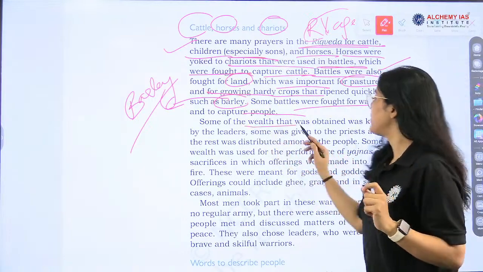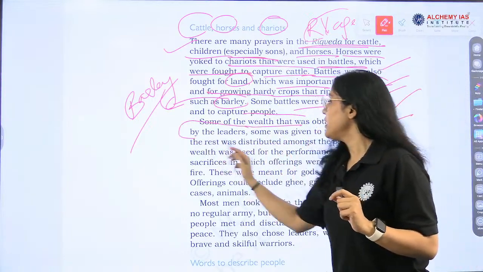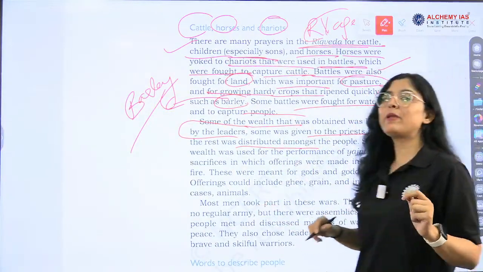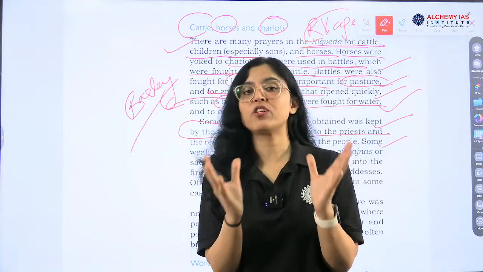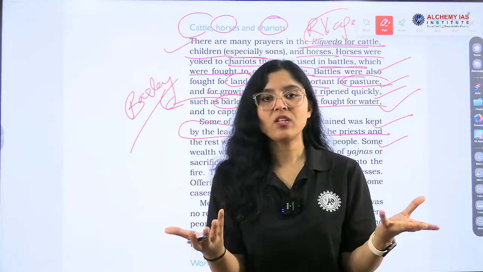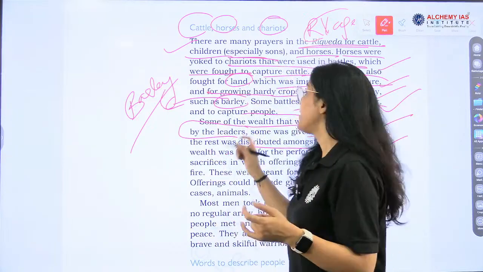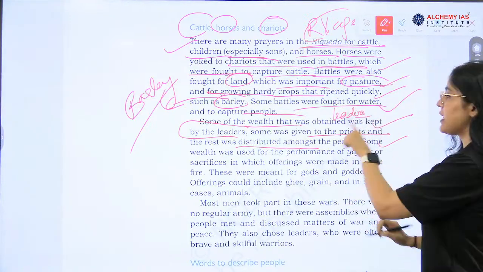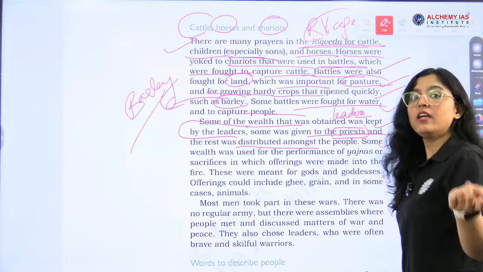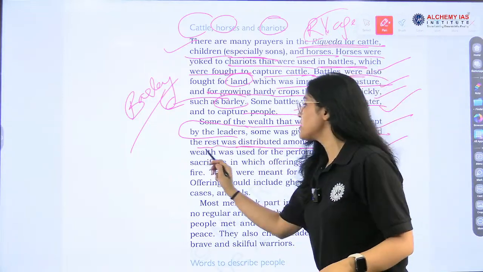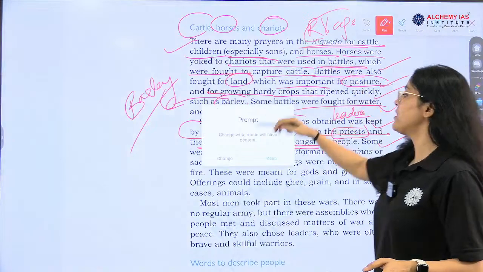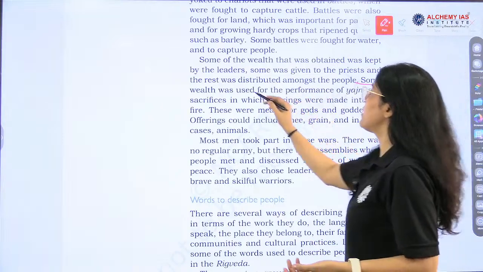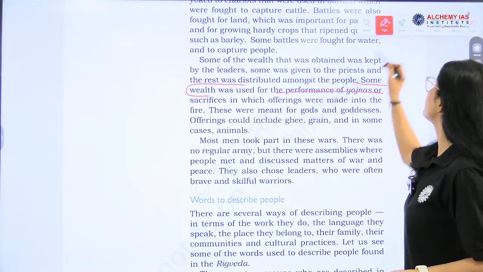Okay. Some of the wealth that was obtained was kept by the leaders. Some were given to the priest and the rest was distributed among the people. So these people were actually a part of the tribe, and the composition of tribe was what? There was population, right? There were leaders. Okay, we know that there were leaders. Second, there were priests. We know that there were sages and then there was this population among whom the wealth was being distributed, right?